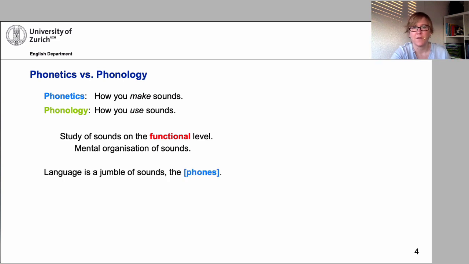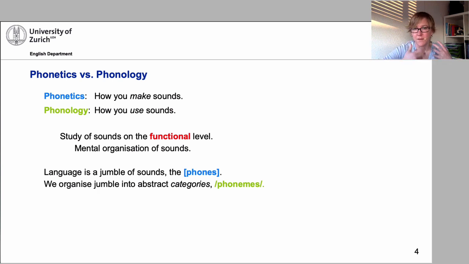Because when you think about it, language is basically a jumble of sounds, the so-called phones. If I were to ask you to each make an R sound, that sound will differ from person to person depending on your physical properties. So the acoustic signal is very different between people, yet we all categorize that as an R sound, meaning that we mentally organize the jumble into abstract categories. Now that's what we call the phonemes.